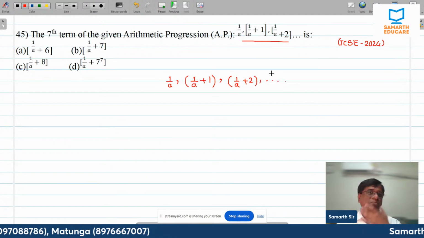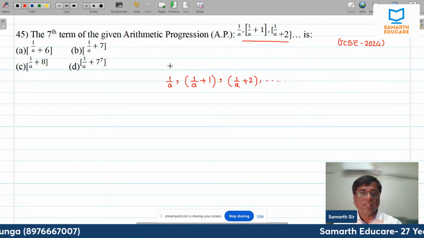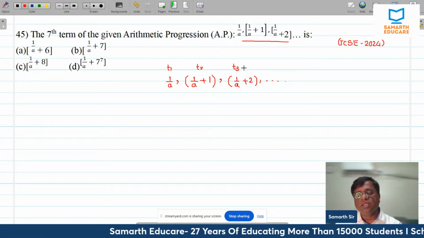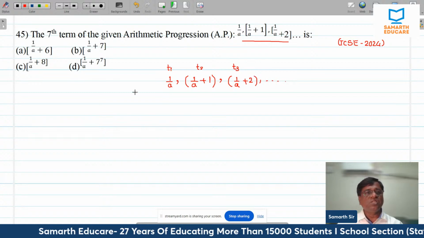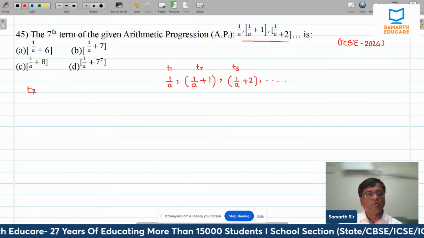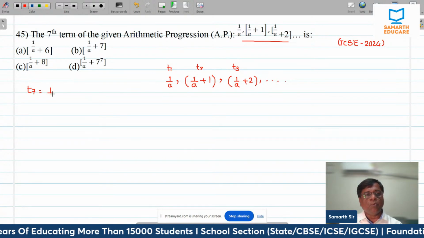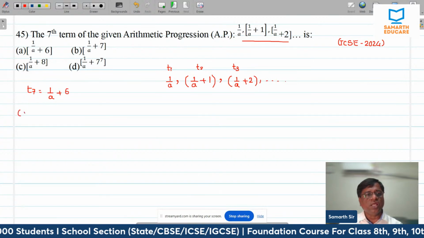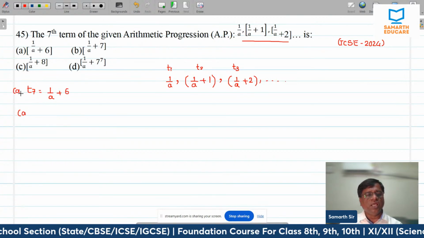It is just by observation we can say this is the first term, this is the second term. For the second term there is 1, for the third term here there is 2. So naturally the seventh term will be 1 upon a plus 6. That means option A.